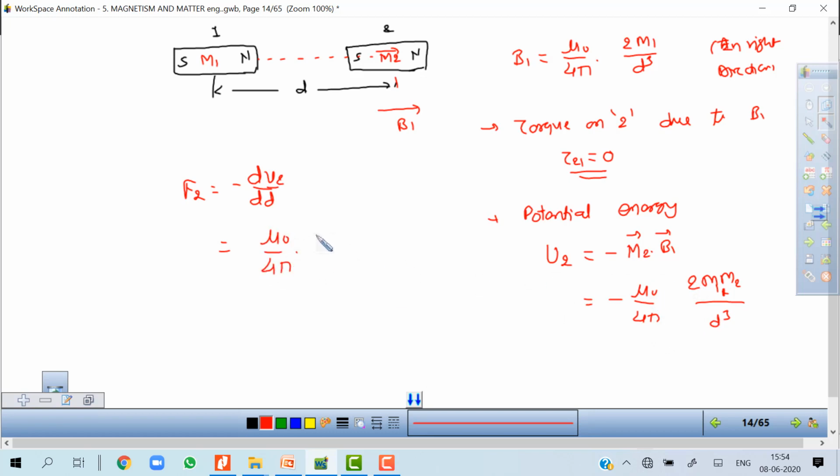This is 2 m1 m2 and d is going up, so it is minus 3 multiple, so it is plus 3 and this negative, so an extra 3 comes. And upon d^4. So it comes out to be mu 0 upon 4 pi 6 m1 m2 upon d raised to 4. So this is the force on the second magnet because of the first one. So you can see F2 is proportional to 1 upon d raised to 4.